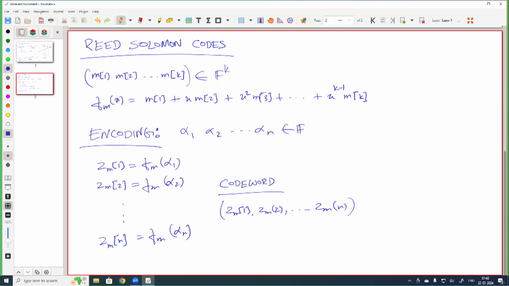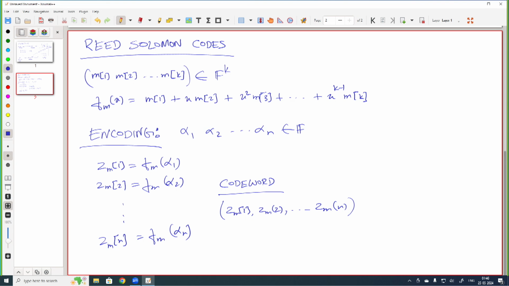Sorry? Like retrieval will not be a problem. What do you mean by not a problem? Will be a problem. Why? If you don't know what will be the inverse of the exam. Yeah, we'll come to the retrieval part. For now, I am just describing a code.